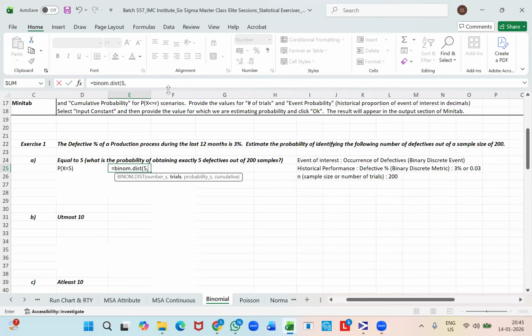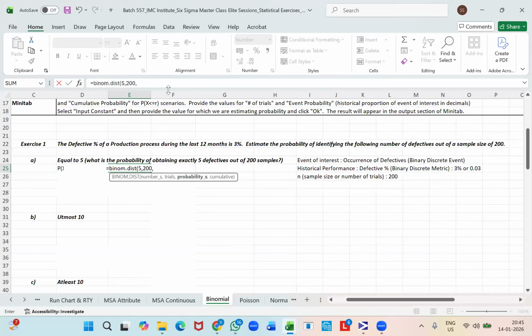And put a comma. Without leaving any gap, we need to provide the next input value. It is asking for trials. Trials is nothing but the sample size. What is the sample size given in the exercise as a common value, which is 200? This 200 is common for all the three sections, so that's why I told you it's a common value.